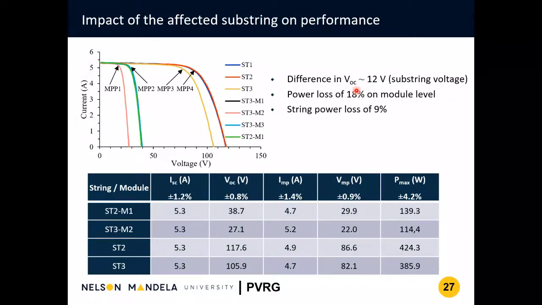And also about an 18% drop in power was realized on a module level, while on a string level about 9% power loss was realized, as can be seen in this table, which is showing the performance parameters of the modules and strings in the array.